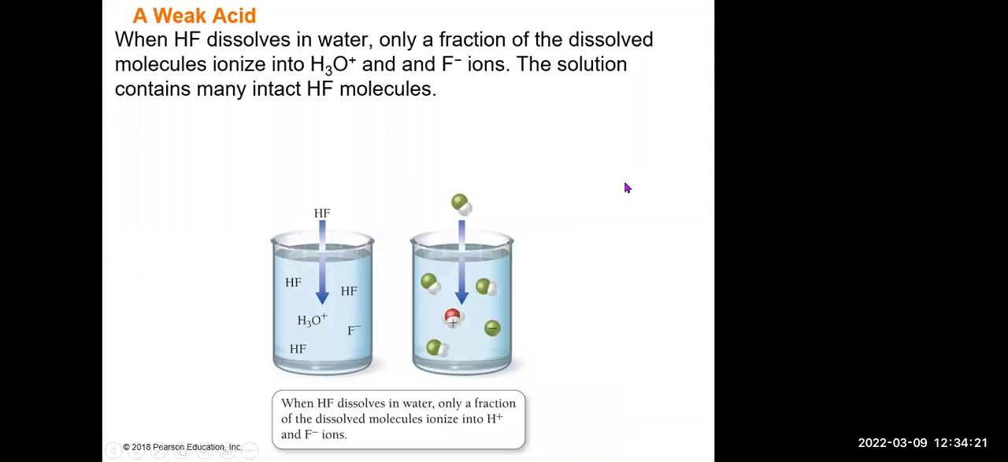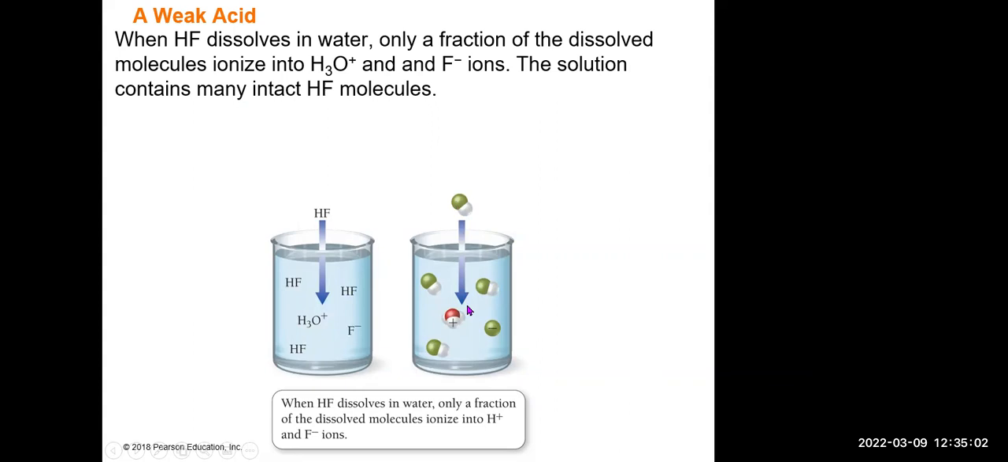Compare that to the other, the weak acid, which is HF. When HF dissolves in water, only a fraction of the dissolved molecules ionizes into H3O+ and F- ions. The solution contains many intact HF molecules, as shown in this picture. The left picture just shows you the molecular formula. The right picture shows you the model. Let's see the right one. The white one is H, the green one is F. So this is a molecule.